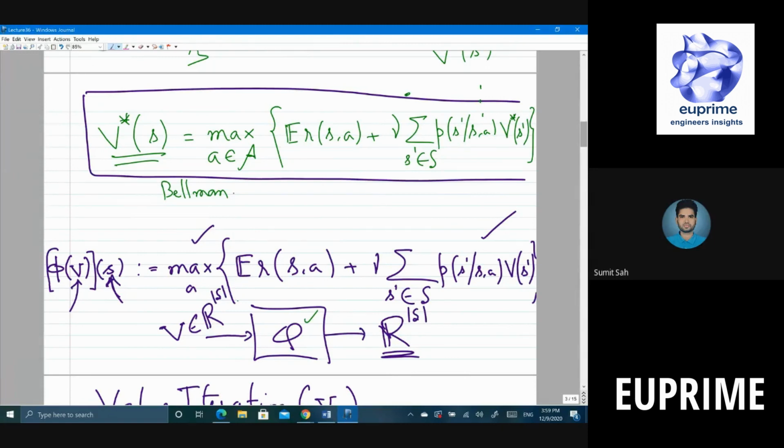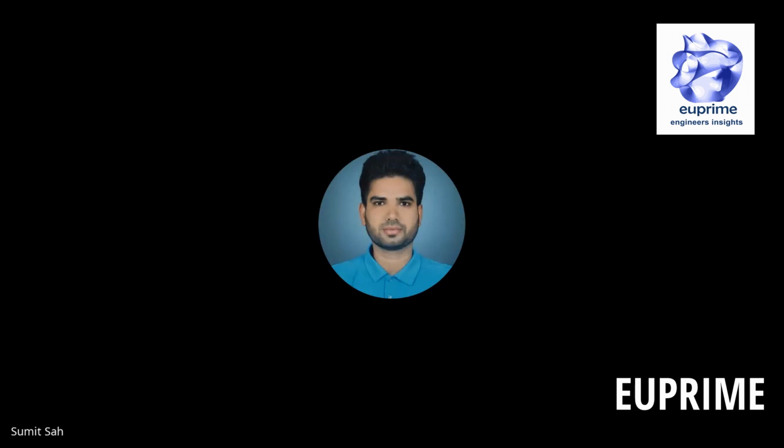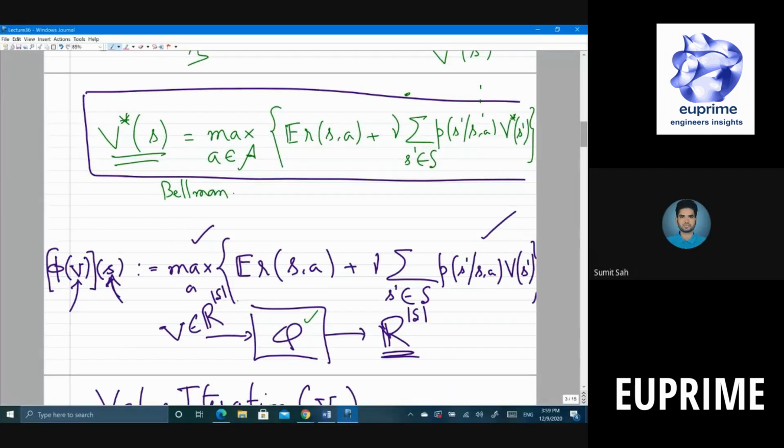In that case, sir, iterating, like from where to start and how to iterate? In value iteration, we just take any fixed point, start with any v naught, keep on iterating, and we converge to some point. But here, I think it will not go like that.